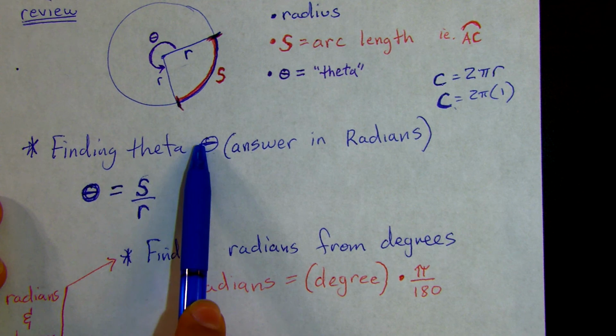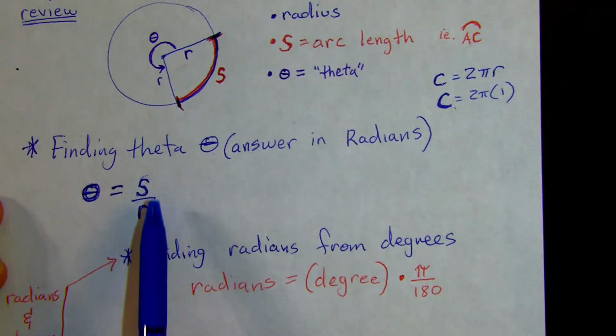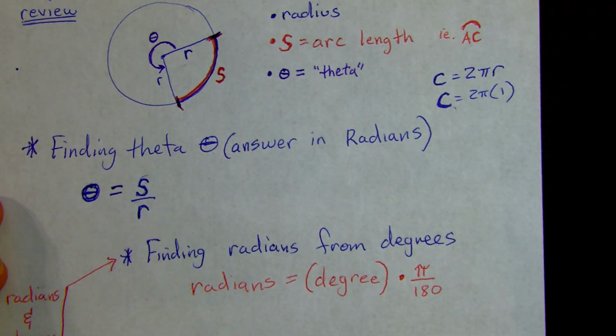But the main thing is, to find theta, we take the arc length and we divide by the radius. And that's what that angle is going to equal.